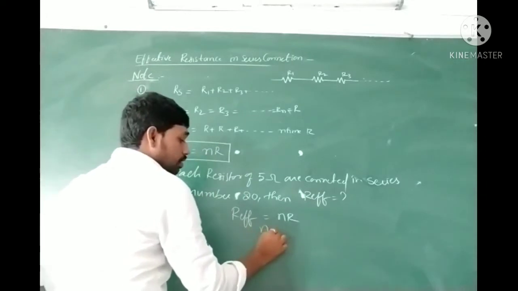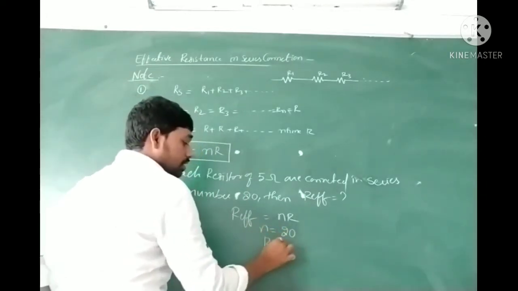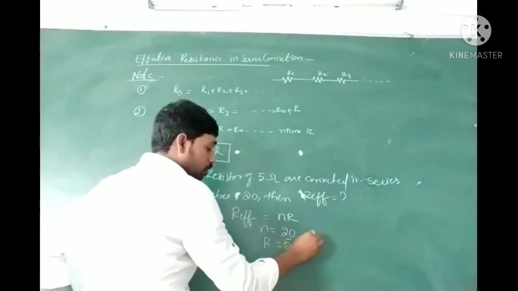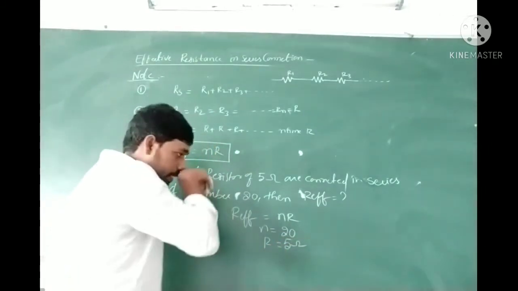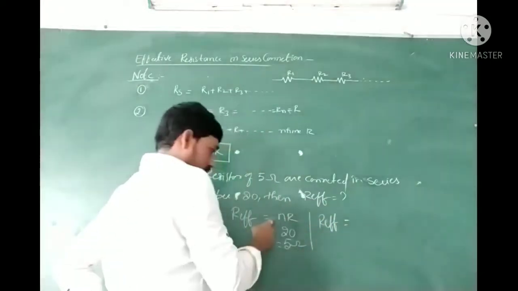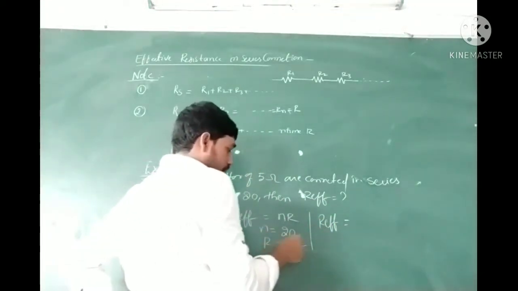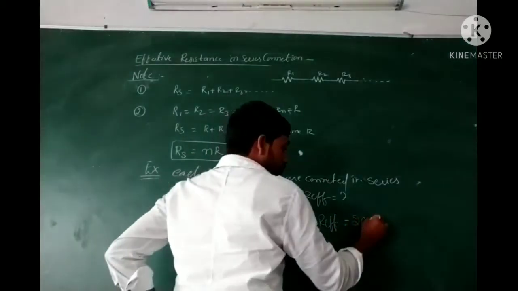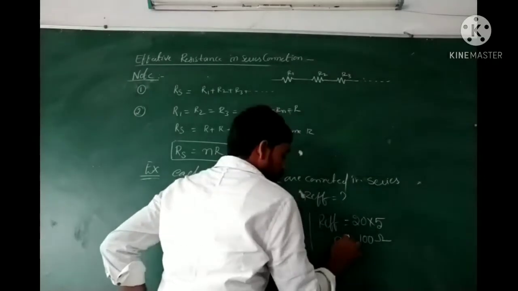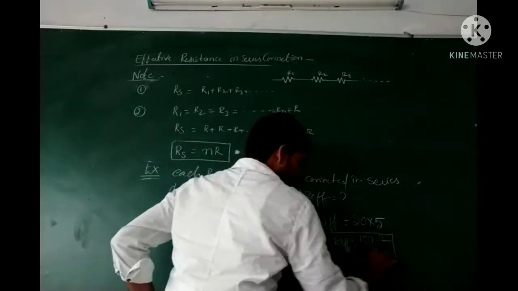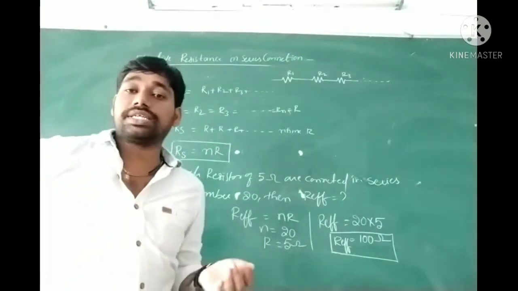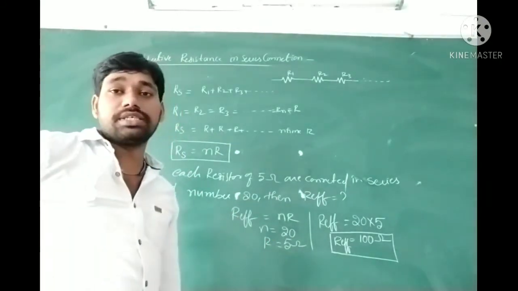So N is equal to 20, given, and R is equal to 5 ohms, the value of each resistor. Then R effective is equal to 20 into 5, so we can write 100 ohms. So the effective resistance is 100 ohms when 20 resistors of 5 ohms each are connected in a series connection.